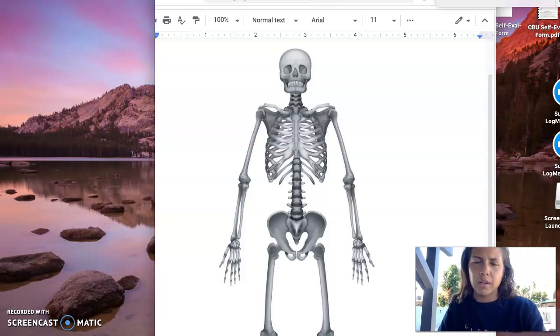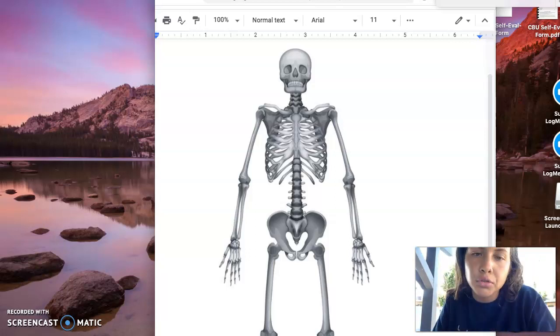And then you have your ribs. Ribs 1 through 7 are known as your true ribs. Then 8 through 10 are your false ribs. And your last 2 ribs, which are more in the back right here, are your floating ribs.